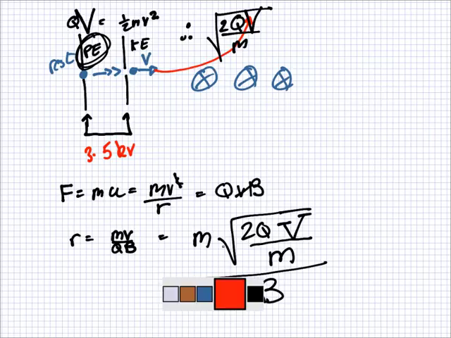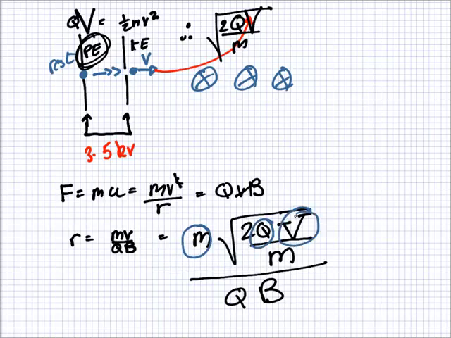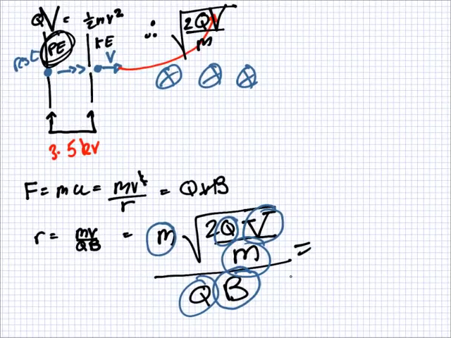Now look, do we know the mass of an electron? Yes. Do we know the charge of an electron? Yes. Do we know the voltage of the field? Yes. And the mass of electron, and charge of electron, and flux density. So, by putting all of this into the formula, we can get the radius.